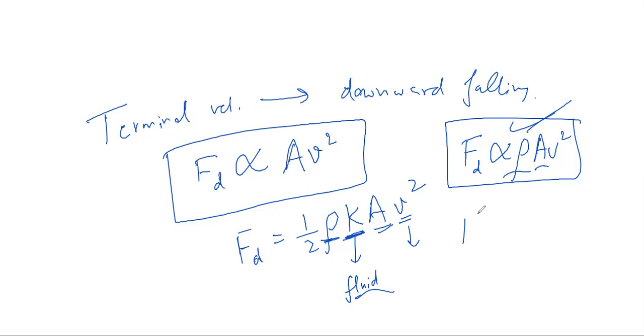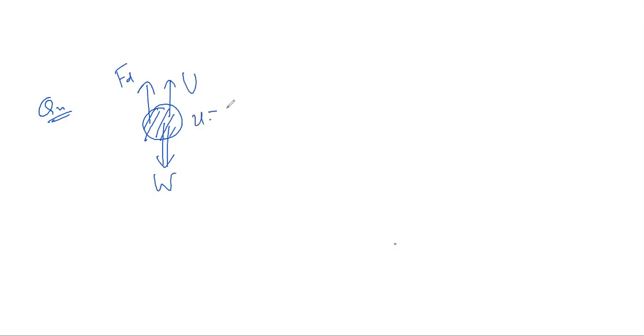Okay, now we can draw one graph also. This graph is not given in your book, but this is a very good concept. Let's take one simple question. There is one spherical object which is falling down under the action of gravity, and there is a drag force acting on it, and there is upthrust acting on it, and W is the weight of the object. Let's say this object has started from initial speed 0.